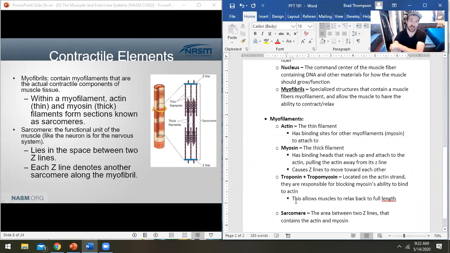In fact, you'll even see a loss of this when you look at things like rigor mortis, right? Basically the body has lost its ability to produce ATP, which means it's lost its ability to put troponin and tropomyosin back in place. So a muscle will contract, and that's why we call a dead body a stiff. That's kind of where that term comes from, because they literally are.